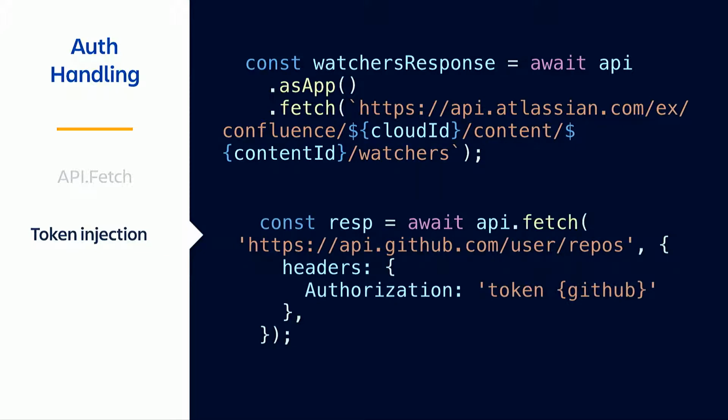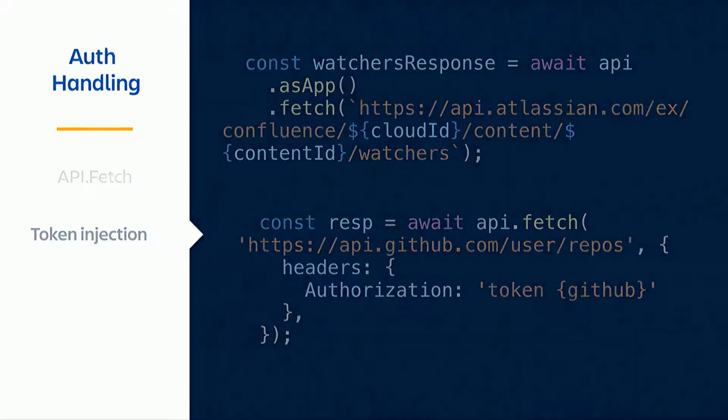Now, this is a mock API right now, but you can kind of see where we're going with this. Essentially, as you can see in the headers authorization, we have a template string which says, get me a token for GitHub. Now, using the Forge CLI, you would set the secrets for GitHub, but the rest of the token management would be managed for you.